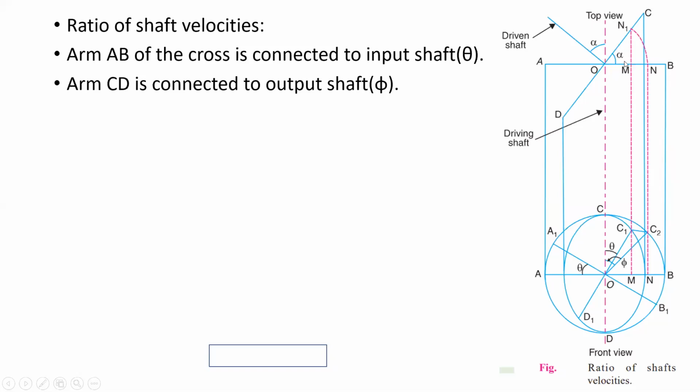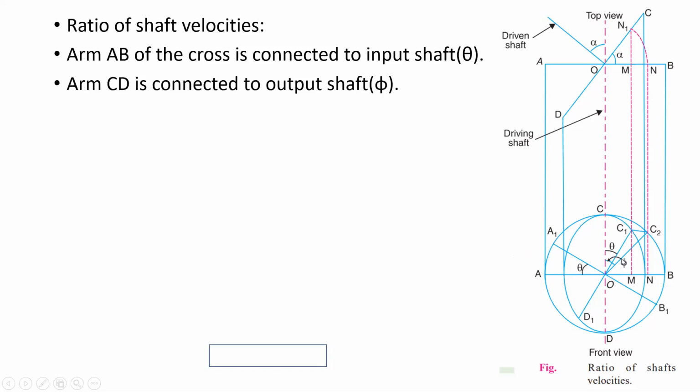So we have seen this diagram. It represents the Hooke's joint, and it shows the path of the arms of the cross of the Hooke's joint. We have seen that theta is the input shaft angle, that is the rotation of the driving shaft, and the driven shaft rotation is shown by angle phi.